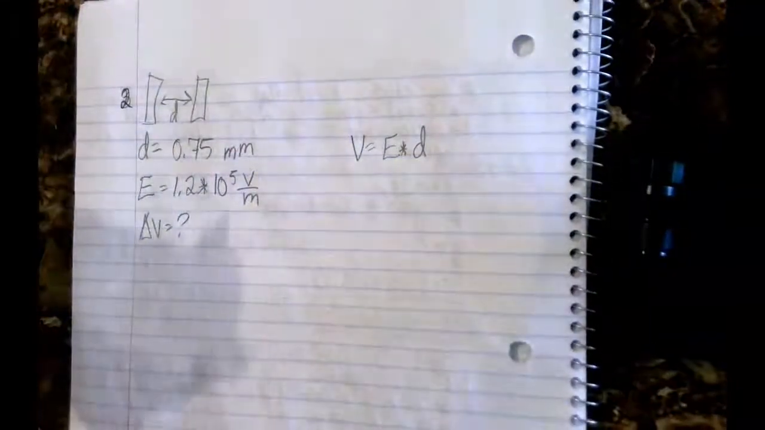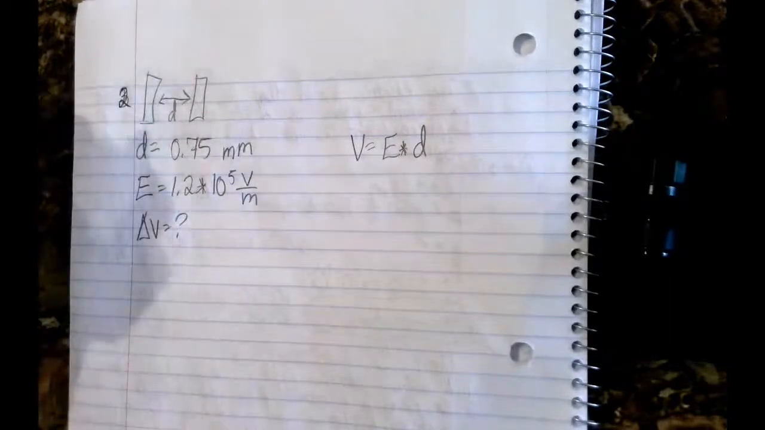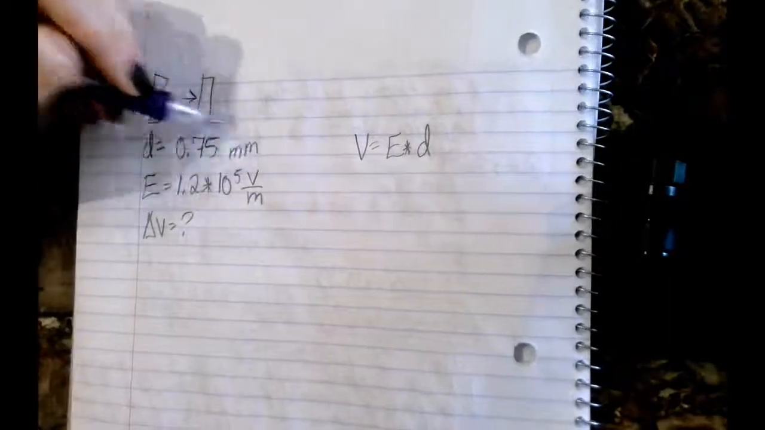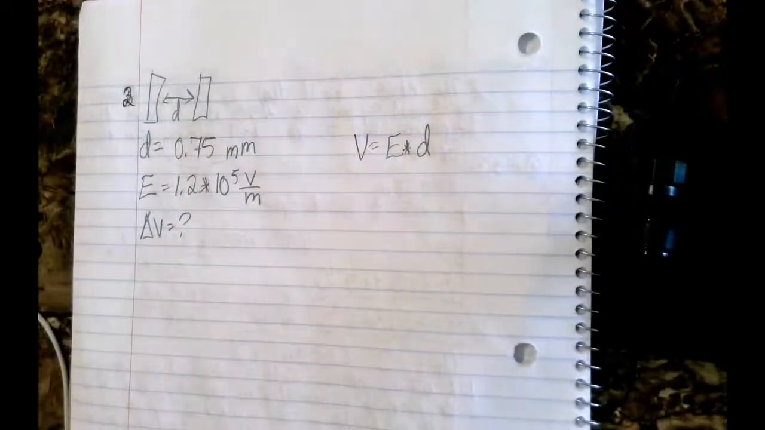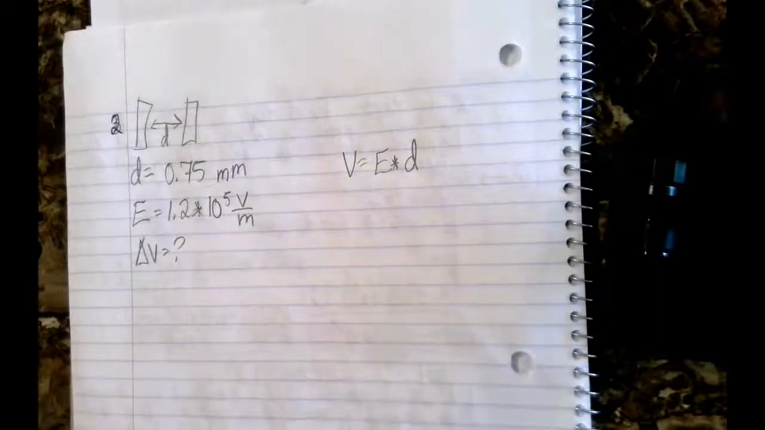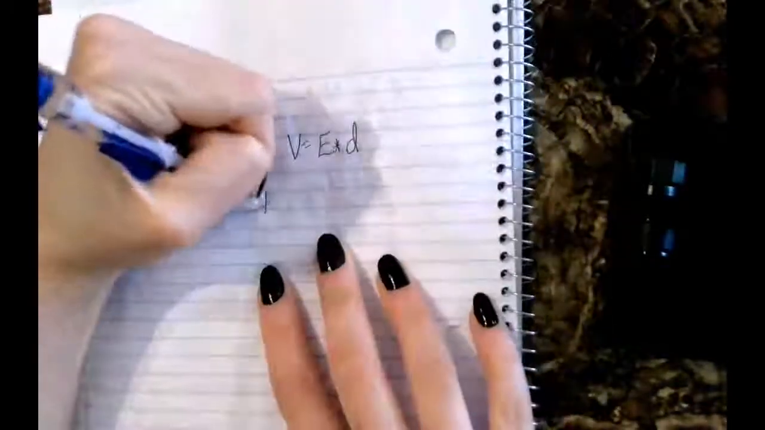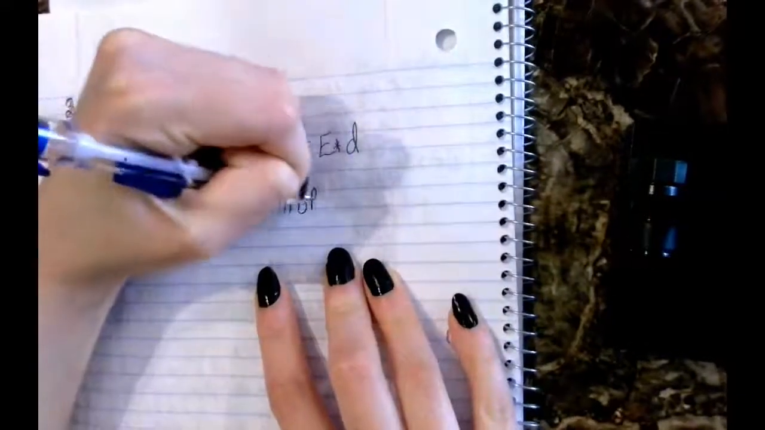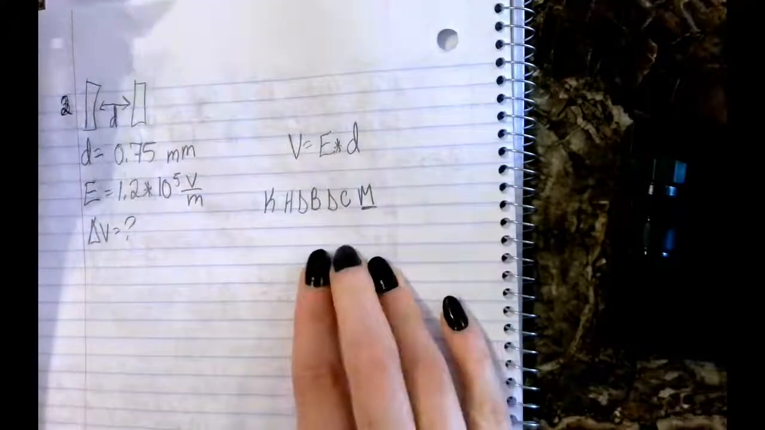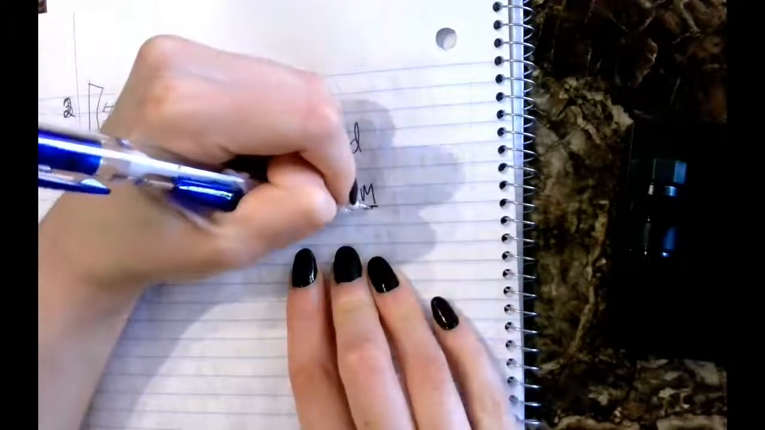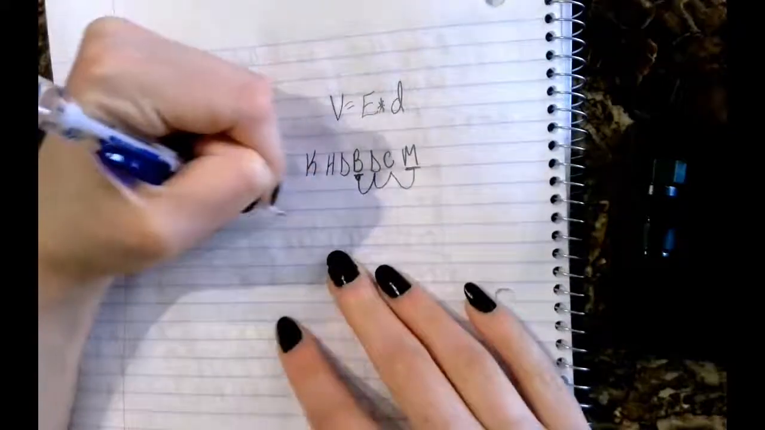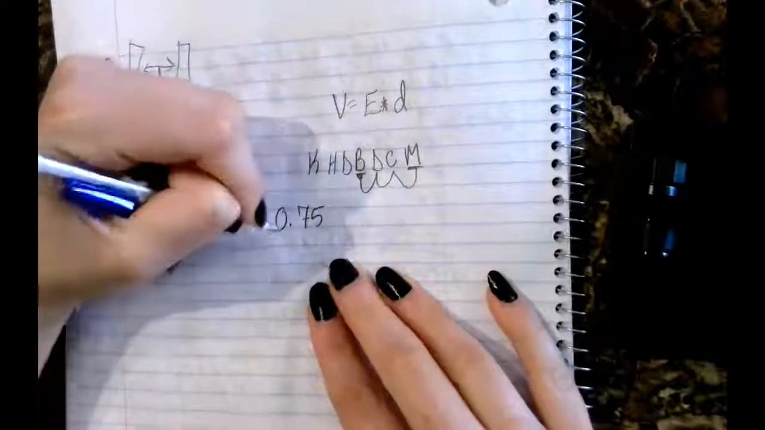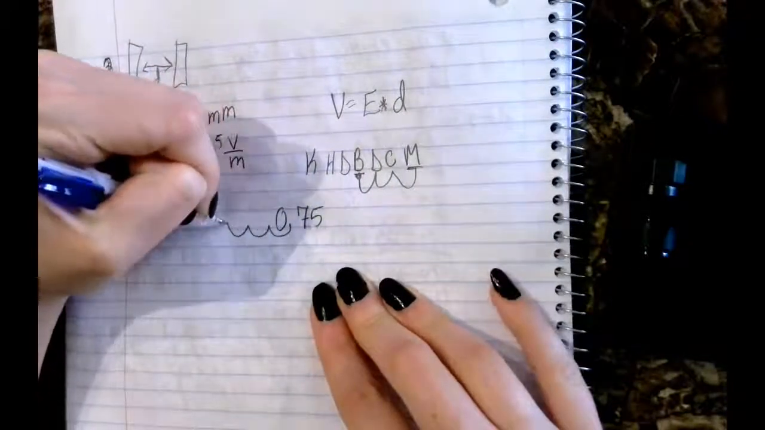Now, before we do anything crazy like start plugging numbers in, we need to take this 0.75 millimeters and turn it into meters. Remember, we use standard units, we use meters, we don't use millimeters or centimeters. So, let's go. King Henry died by drinking chocolate milk. We are sitting at millimeters, and we want to move to our base unit of meters. So I'm going to take my decimal point and move it 1, 2, 3 spaces. So we've got 0.75, and I'm taking my decimal movement 1, 2, 3.